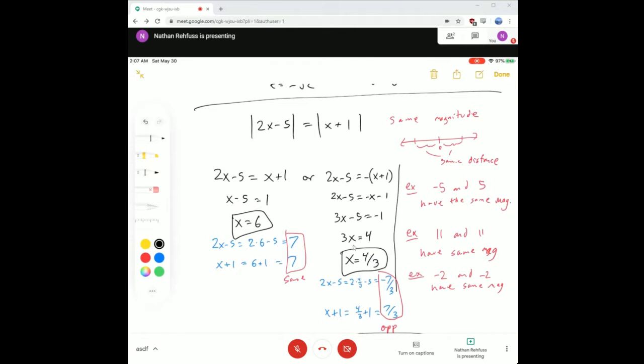So if I plug in x equals 4/3, I get a negative 7/3 here and a positive 7/3 here, but those are the same distance away from 0, so that solution works too. So there's one value of x that gets me same values and one value of x that gets me opposite values. And since I don't know which I actually have here, I just know they have the same magnitude, I'm just going to report both values of x. So my solutions are the two values of x that give these things the same magnitude.